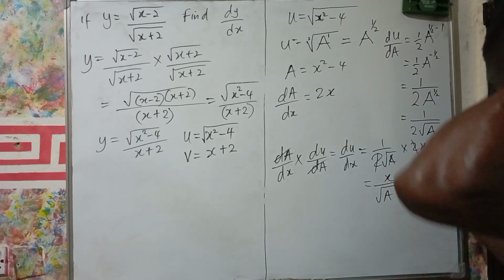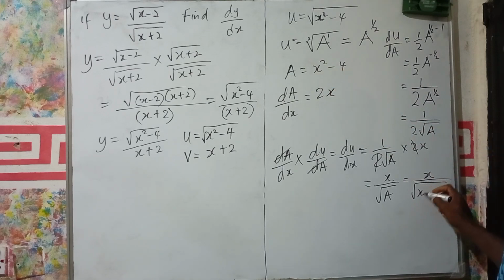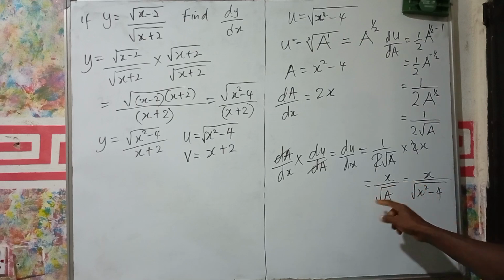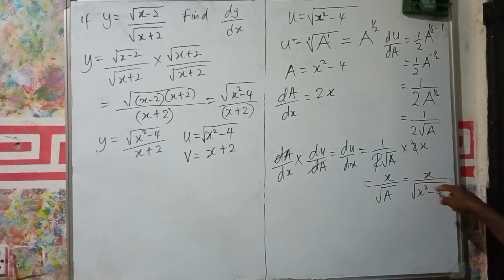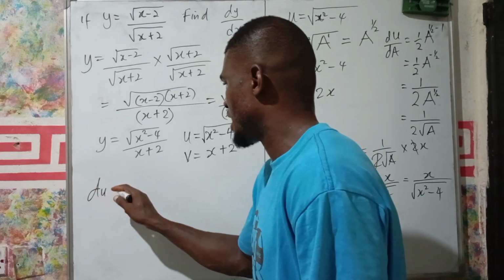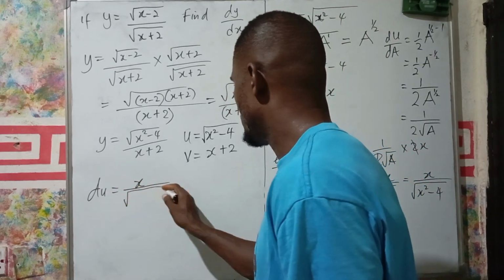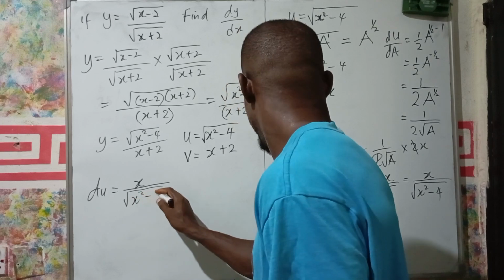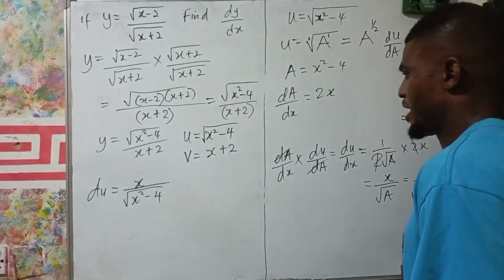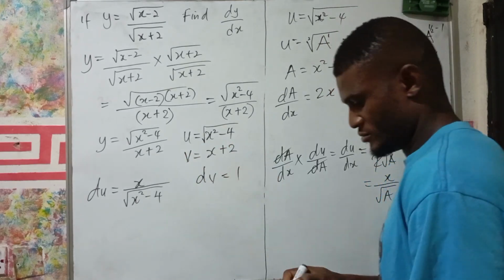Now what is a? A is x squared minus 4. So now this x squared minus 4 is going to be under the square root, since we are saying square root of a. So this will be square root of x squared minus 4. Alright, so that's how you differentiate to have du. So du with respect to x is equal to x over the square root of x squared minus 4. While our dv, differentiating v here, would be equal to 1.